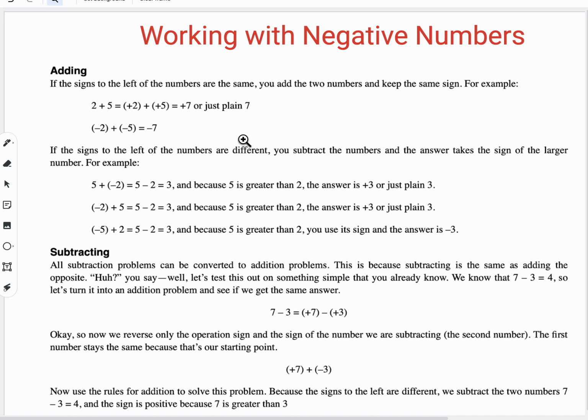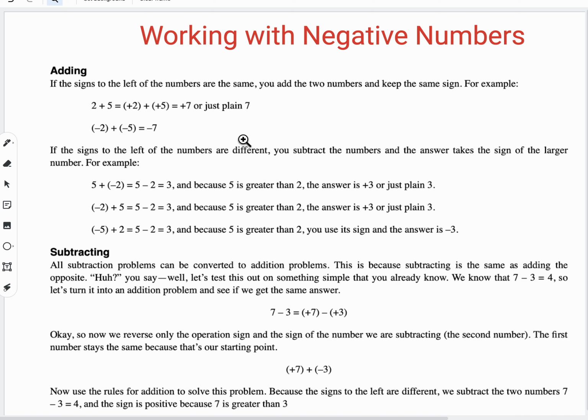When we are adding, we look at the signs. If the signs to the left of the numbers are the same, then we will add the two numbers and keep the same sign. For example, 2 plus 5 is 7. These are two positives. Negative 2 plus negative 5 is negative 7. We can also look at this as 2 negatives plus 5 negatives will give us 7 negatives in total.